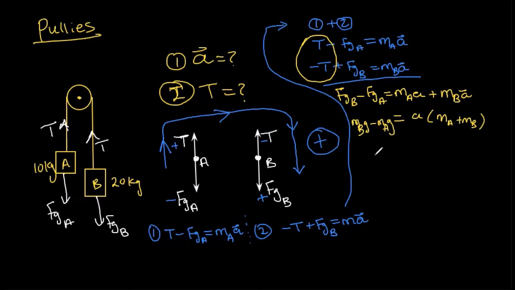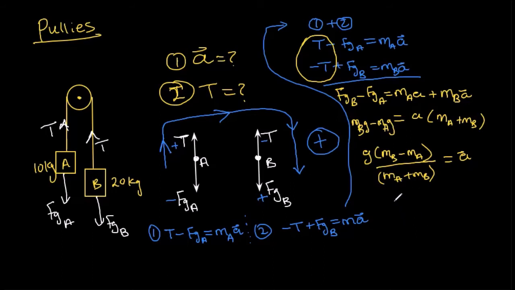If you factorize that one out as well, you're going to have g times (mB minus mA). If you divide both sides by mass A plus mass B, this equals your acceleration. So you can see it's just a ratio of the difference of masses divided by the sum of the masses times the gravitational acceleration.